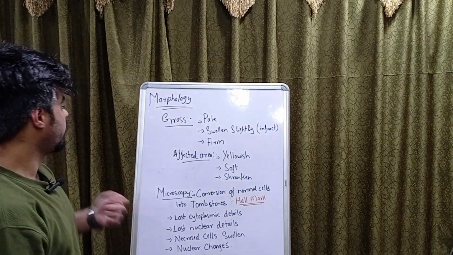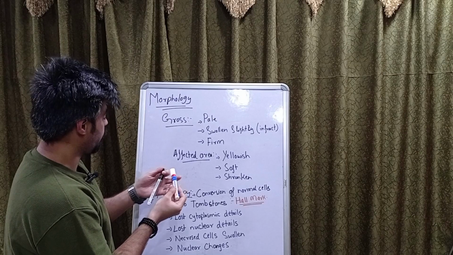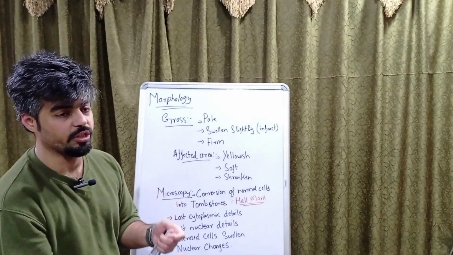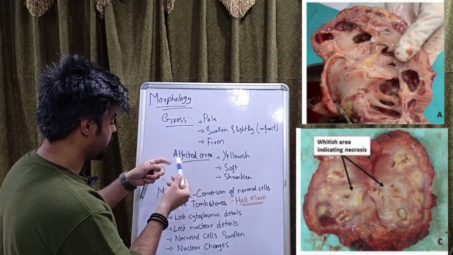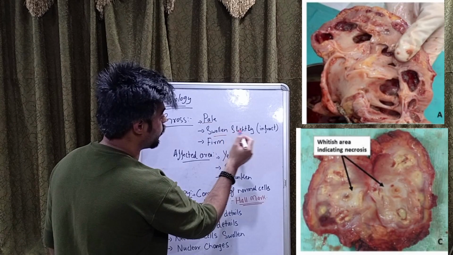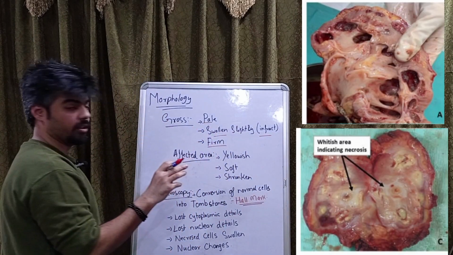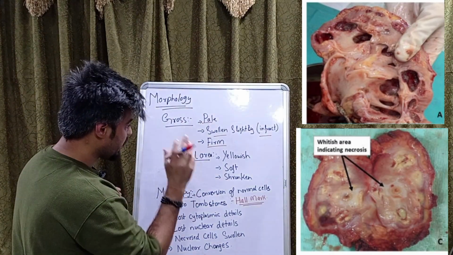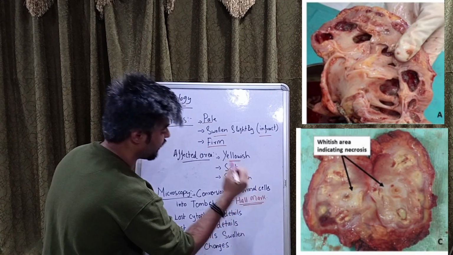Coming to the morphological changes, first we will see the gross changes and appearance. First of all, you will find the organ to be pale, slightly swollen due to an infarct, and firm. In the area that is affected, it will be yellowish, soft, and shrunken.